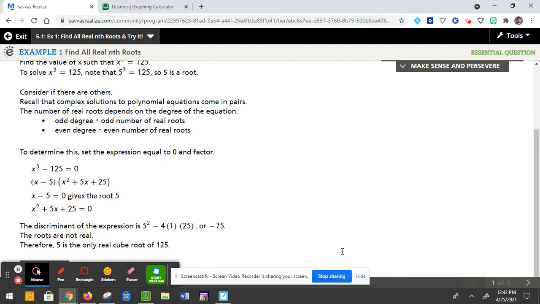So if you set it up like this, x cubed minus 125 equals 0, and you factor the difference of cubes using that formula, you get that x minus 5 equals 0, gives you that root of 5 that we already knew about. And x squared plus 5x plus 25 is a quadratic that has a negative discriminant. So those roots are not real. Therefore, 5 is the only real root, the real cube root of 125.